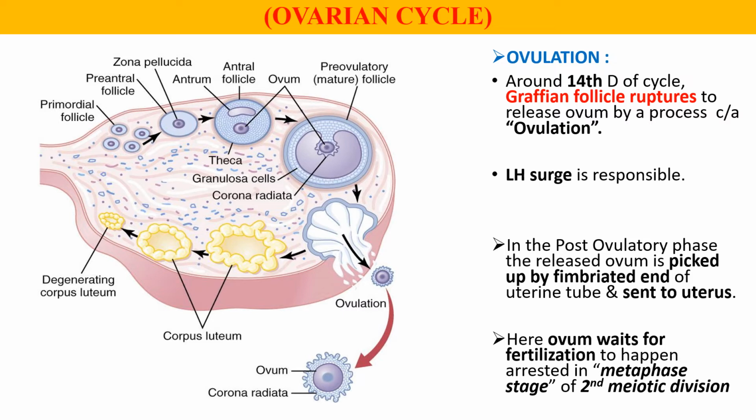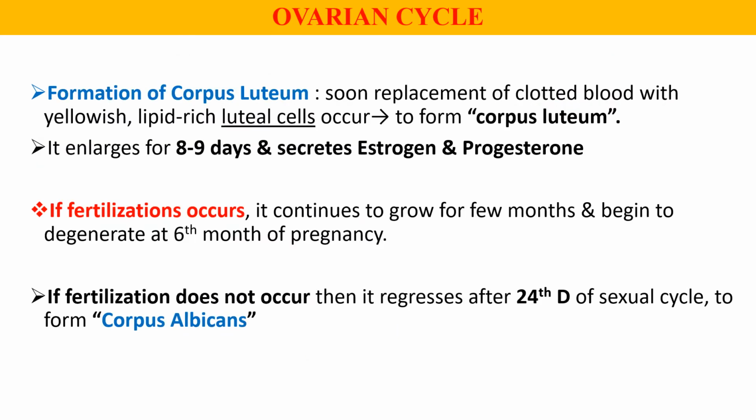In the uterus, the ovum waits for a few days for fertilization to occur, in the arrested metaphase stage of the second meiotic division. If fertilization does not occur, the formed corpus luteum regresses after the 24th day of the sexual cycle, whereas if fertilization occurs, the corpus luteum continues to grow for a few months and degenerates at the 6th month of pregnancy. Corpus luteum secretes the female hormones progesterone and estrogen.